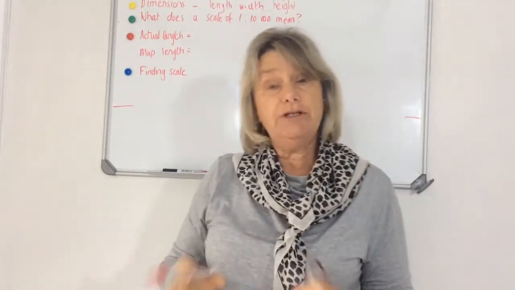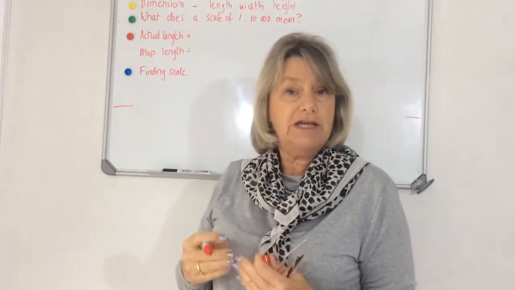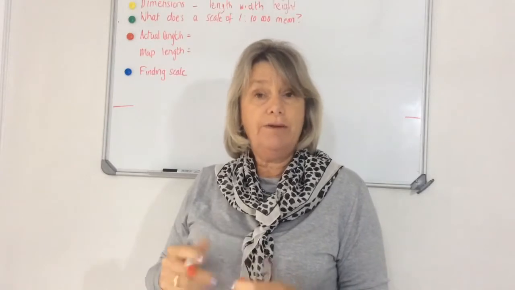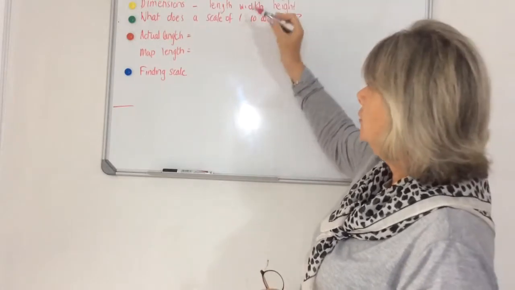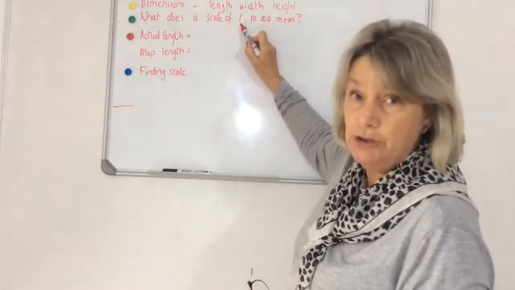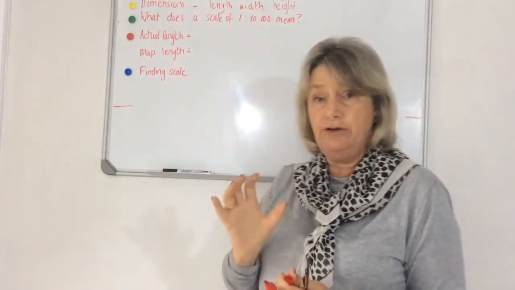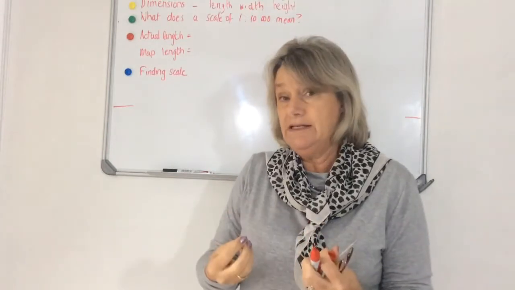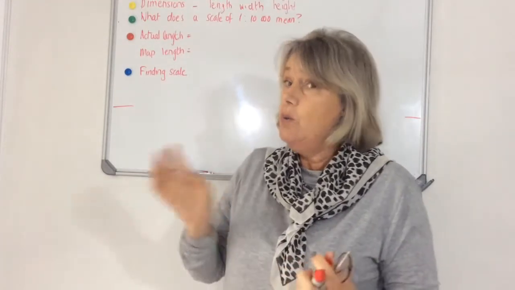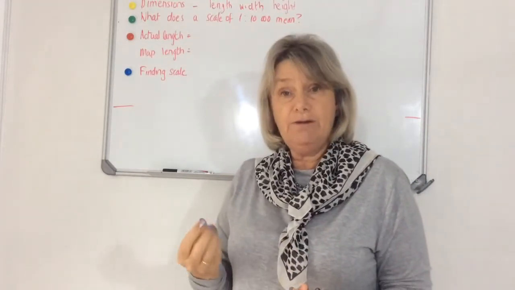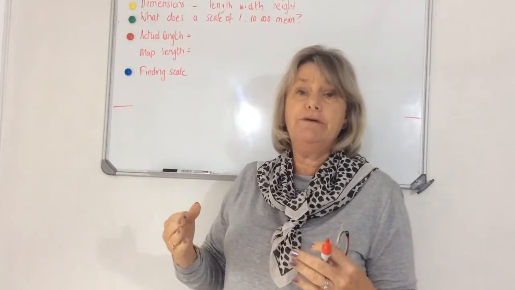Right, now that we understand the word dimensions, we're going to go on to what a scale of 1 is to 10,000 means. This is quite a common question in exams and tests, the meaning of the scale. In the scale, what you need to say is that 1 unit. Now, a lot of you might prefer to say centimeter, but you'll notice in the scale there are no units. Quite frankly, 1 millimeter on the map is equivalent to 10,000 millimeters in real life, or 1 centimeter on the map would be equivalent to 10,000 centimeters in real life. So you may just use a generic term, unit.